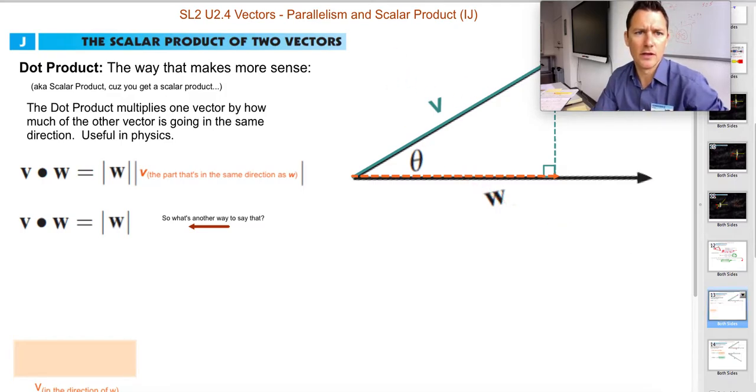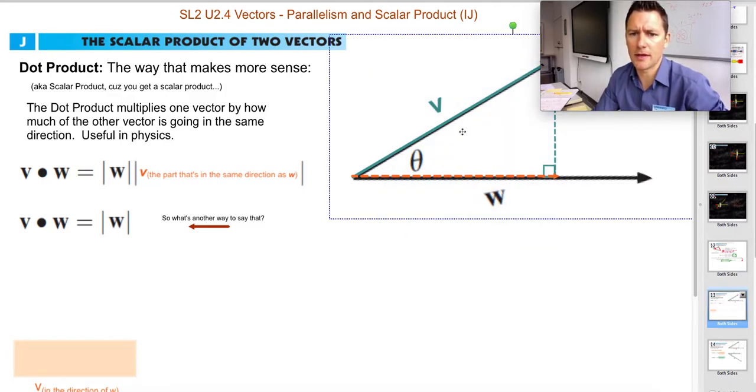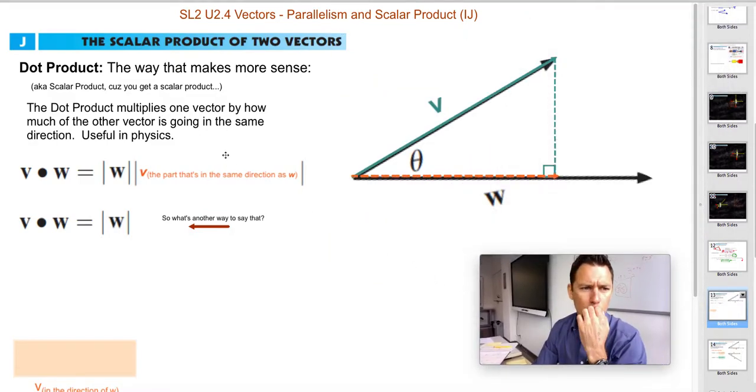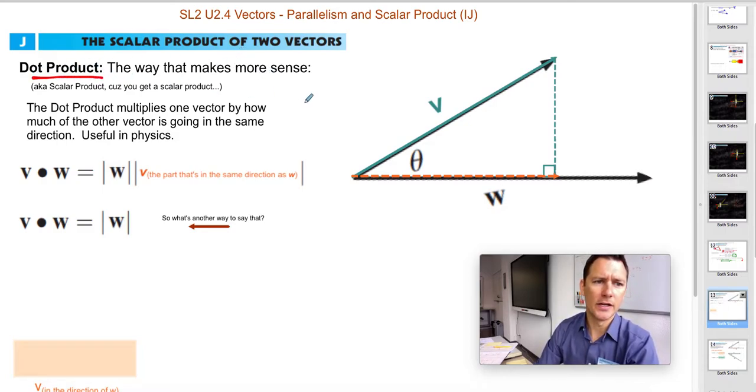One of these is this. This, I think, makes a little more sense. Let me move my face. So they call the dot product the product that you get a scalar out of multiplying two vectors. Okay, it multiplies one vector by how much of the other vector is going in the same direction.